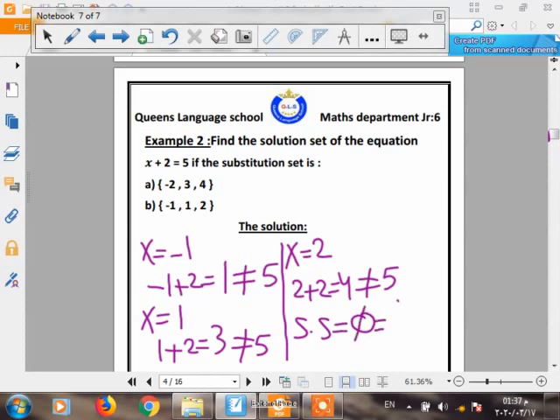The null set, which we took in junior 5. The null set is the empty set. The number of elements in it is 0. It has 0 elements.